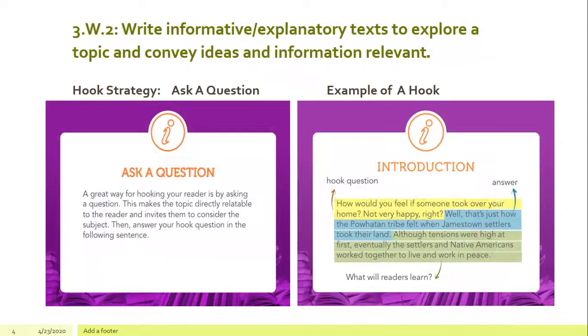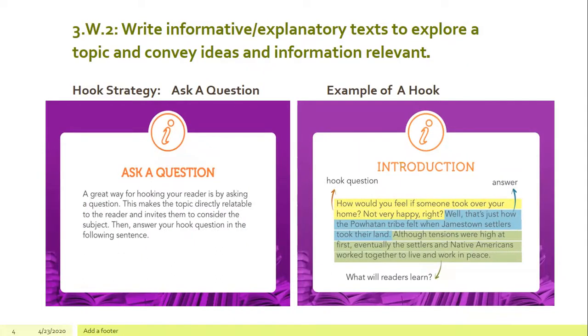One technique you can use is to ask a question. A great way for hooking your reader is by asking a question. This makes the topic directly relatable to the reader and invites them to consider the subject. Then answer your hook question in the following sentences.